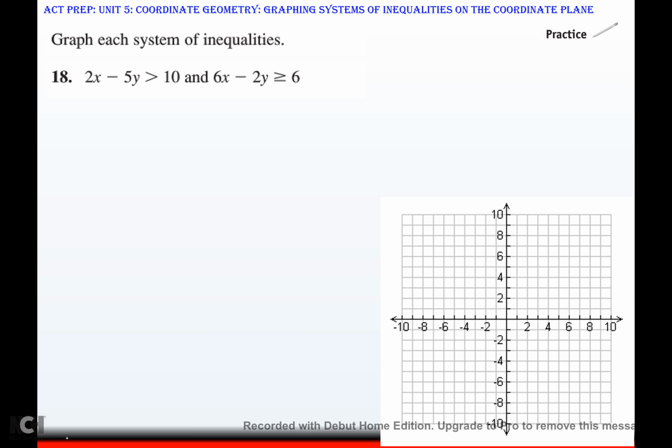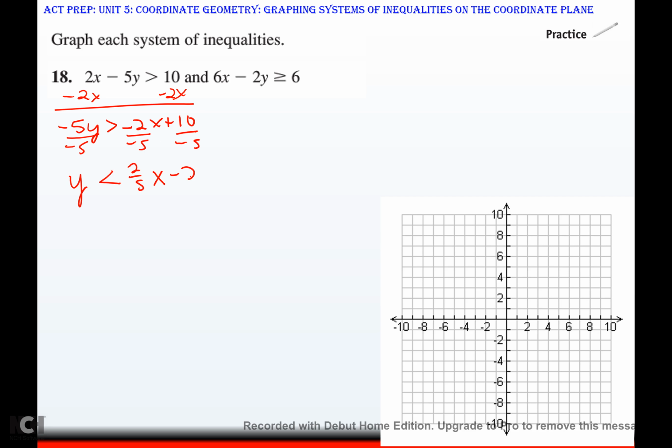Alright, so on 18, to get y alone, on the first one, I'm going to minus 2x, minus 2x. I get negative 5y is greater than negative 2x plus 10. Divide by negative 5, by negative 5, by negative 5, that's going to flip it. So y is less than 2/5 x minus 2. So I'm going to start at negative 2. The monkey says go up 2 over 5. No bar means connect dotted. So dot, dot, dot.